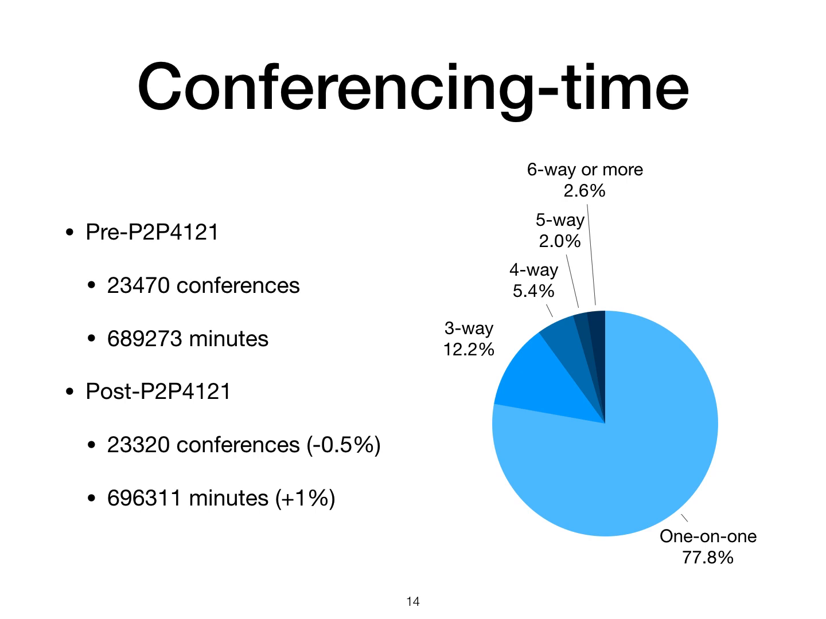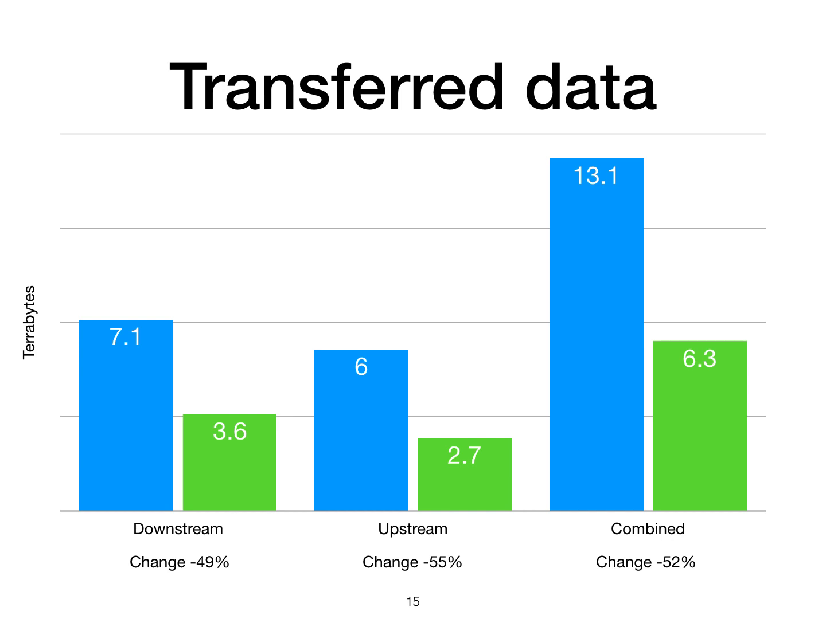77.8% of the conferencing time was spent in one-on-one calls, 12.2% in three-way calls, and the rest is four-way or more. So in this graph, the blue and the green bars represent the pre and post peer-to-peer for one-to-one periods respectively, and we have plotted the downstream, upstream, and combined data transfer. As we can see, downstream data were reduced by 49%, upstream data by 55%. The combined transfer data were reduced by 52%. Note that in the previous slide we saw that we spent almost 78% of the time in one-on-one calls. The reason why we do not observe a 78% reduction in transfer data is because a direct connection is not always possible, so we have a certain percentage of one-on-one calls going through the backend.